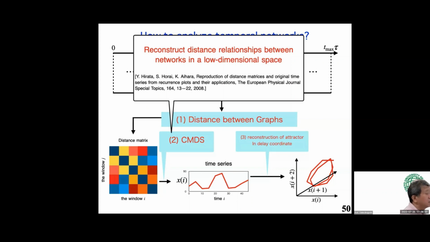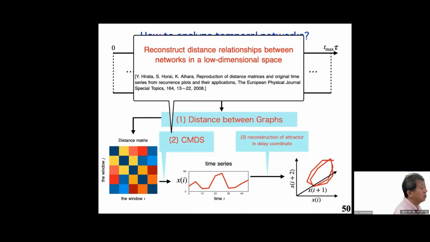CMDS is a method to reconstruct the distance relationship of, in this case, a network in lower dimensions than the original dimension, by preserving the distance relationships of the input distance matrix. That is, the networks are rearranged so that objects in similar states are closer to each other, and objects in different states are farther away from each other. So this allows us to reveal temporal changes in the structure of the network behind the distance data.